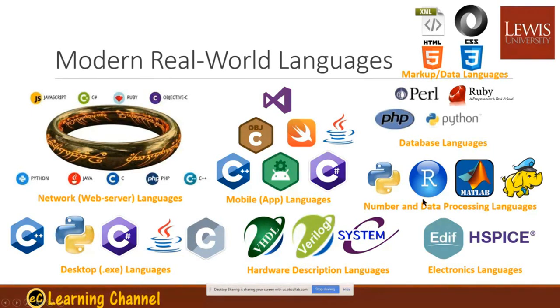So these are different languages, and they can be general purpose languages like C, C++, Python, Java. These are general purpose languages. There are application specific languages like Verilog, VHDL, Scoop, R language, or HSpice.